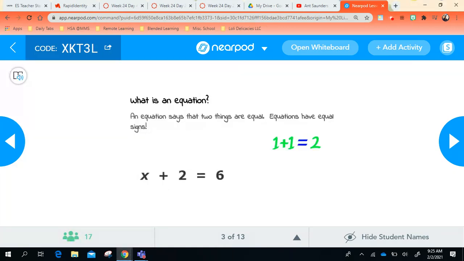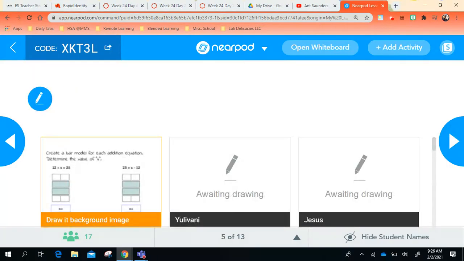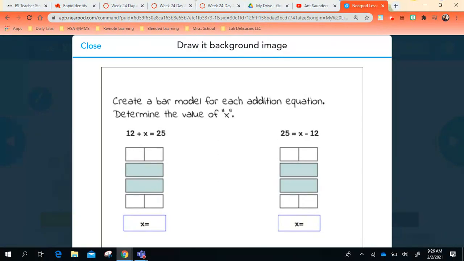Okay, we're going to go over this one more time. What is an equation? An equation says that two things are equal. So remember, an equation can be 1 plus 1 equals 2. For what we are doing, the equation has a variable. So we have x plus 2 equals 6. It's the same example I gave you yesterday. Okay, so I put in two easy ones to review from yesterday.